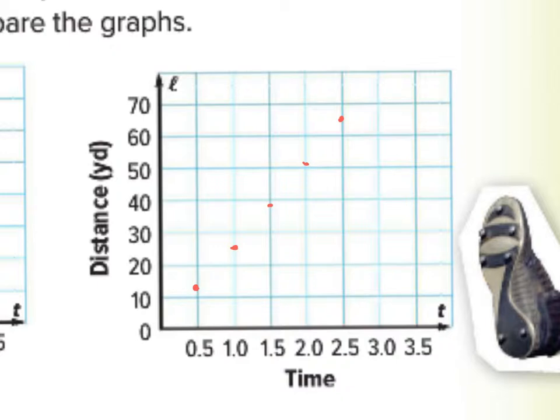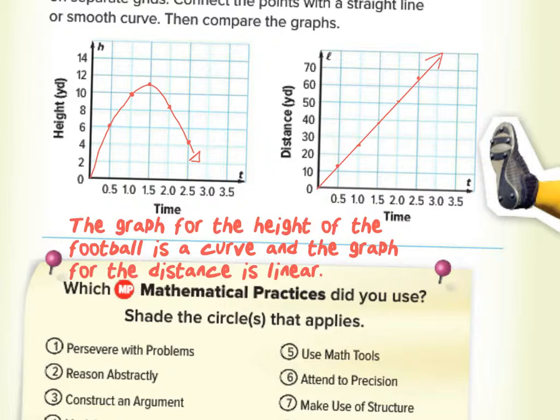And if I were to draw a line, it would be a nice straight line that would continue upward like that. So we could put our arrow there. So this would be a nice linear function. So in my observation, I would say the graph for the height of the football is a curve, and the graph for the distance is linear.